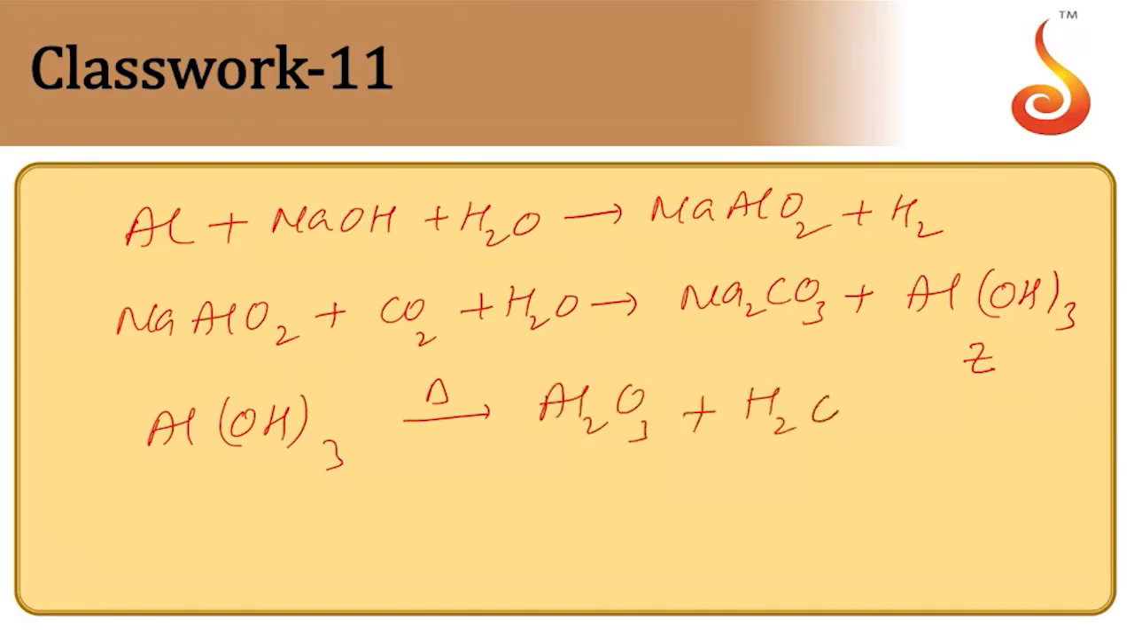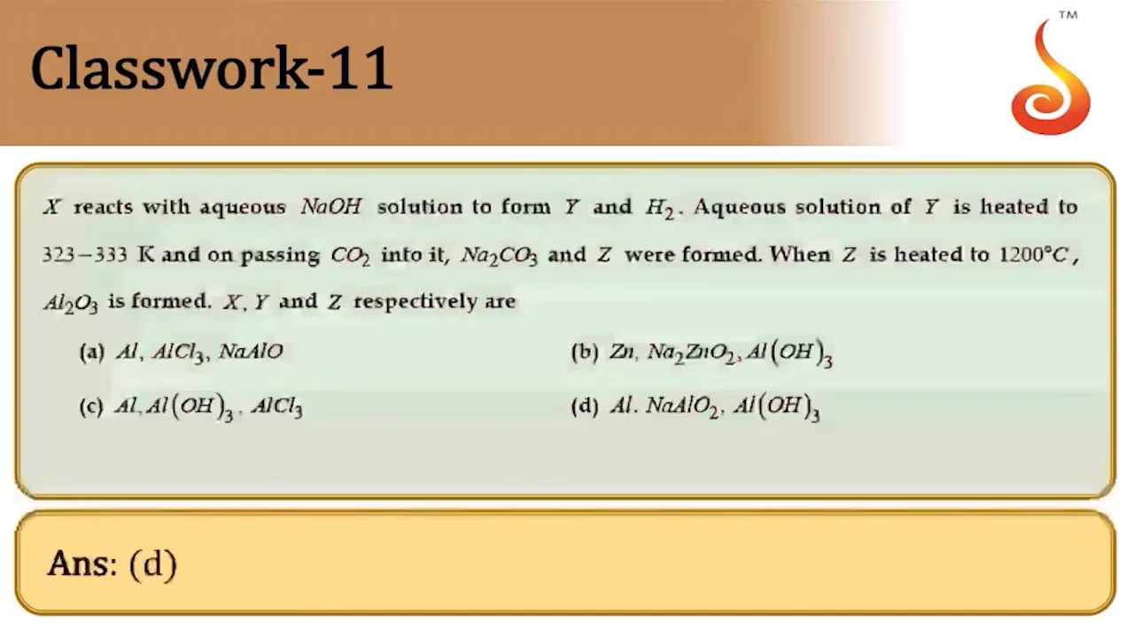plus H2O. So aluminum dissolved in NaOH forms sodium metaaluminate. Sodium metaaluminate, you are passing carbon dioxide gas through that, we are going to get aluminum hydroxide plus sodium carbonate. Aluminum hydroxide on heating again gives us alumina. Therefore, the option must be D. So that is aluminium dissolving in NaOH forming sodium metaaluminate, plus carbon dioxide forming aluminium hydroxide. This on heating gives us again alumina. So answer is option D.